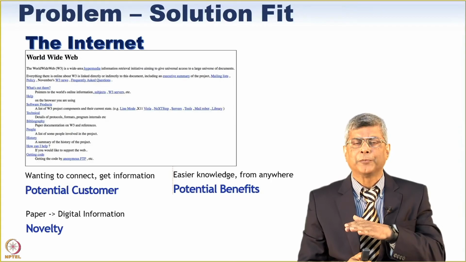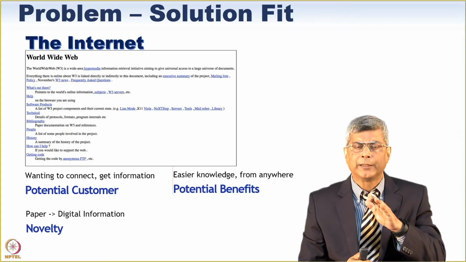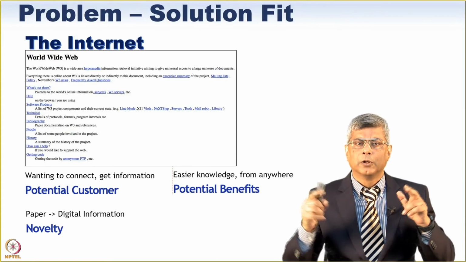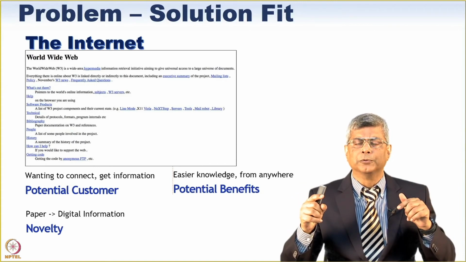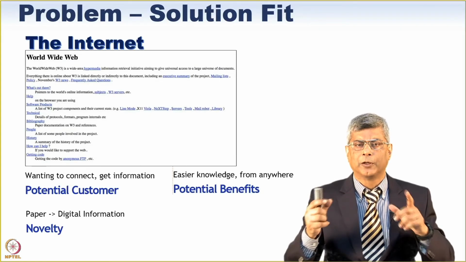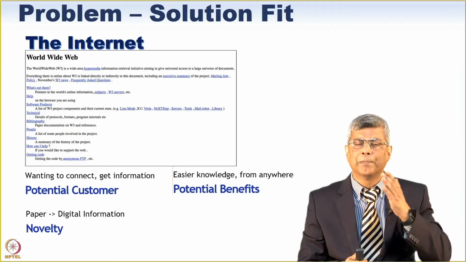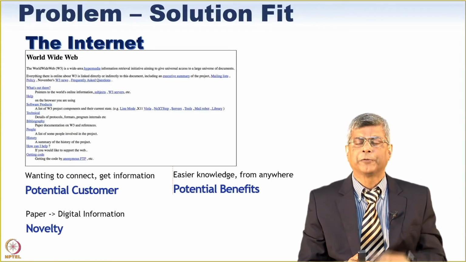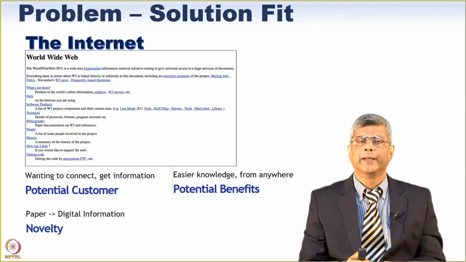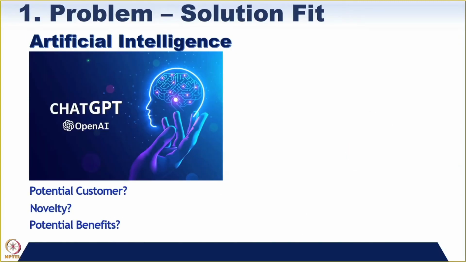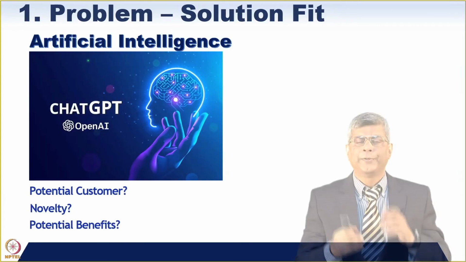For the 3 examples I'm going to show you, think about who is the potential customer. Think about what is the novelty value of the products that I'm going to show you in the next 3 slides. What is the novelty value? And what do you think are the benefits of the innovation that I'm going to show you? But first, let me show you the 3 innovations. Innovation number one is artificial intelligence.